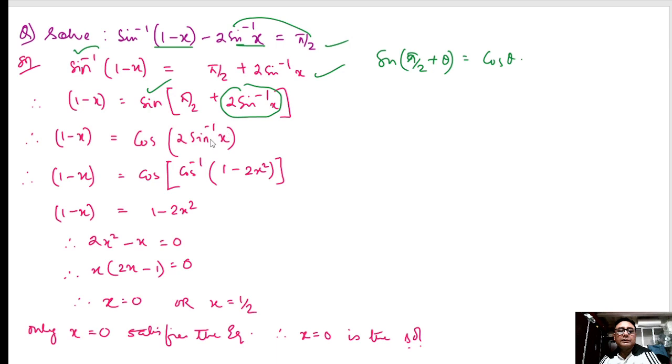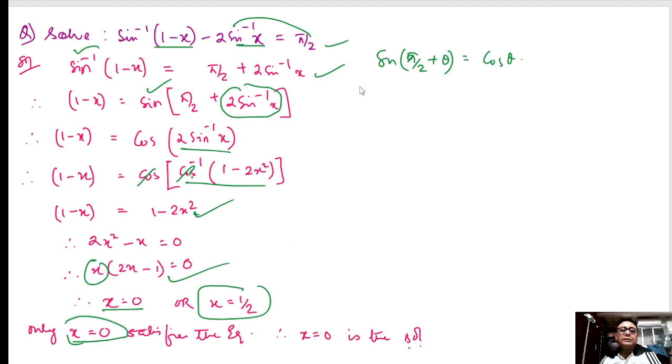So using this, 2 sine inverse x can be written as cos inverse (1 minus 2x square). So cos inverse and cos will cut. It becomes this. Solving it, we get either x is 0 or x is half. So we see that when we put x 0, this relation is completely satisfied, but when we put x equal to half, the relation does not satisfy. That means x equal to 0 is our solution.